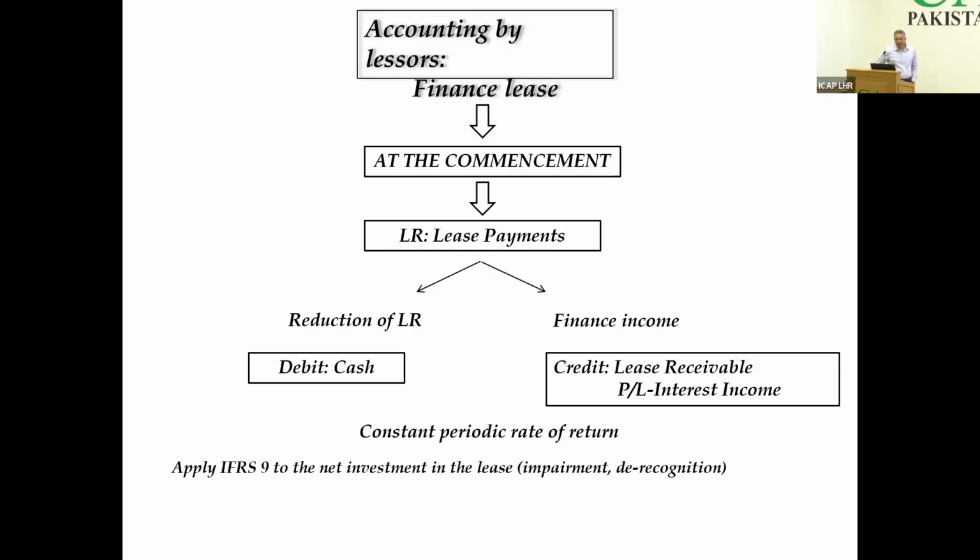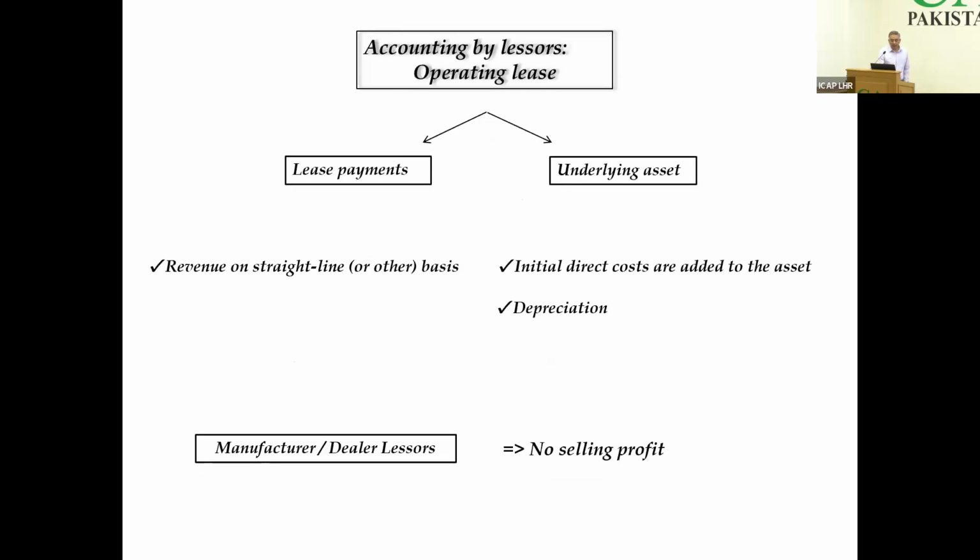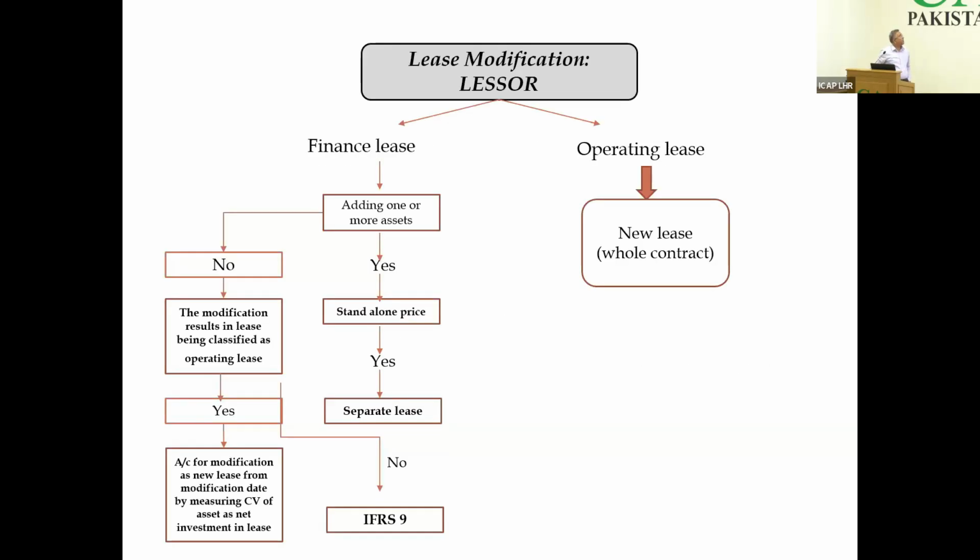Okay, a very important area, and that is basically lease receivable. Subsequent accounting is also affected by impairment and derecognition. So that should be addressed under IFRS 9, not under IFRS 16. And then I already discussed the manufacturer dealer lessor. Here is a change in the new standard, and that is modification. Previously, there was no information given in IAS 17 as far as modification by lessor is concerned. Now, modification by lessor is also discussed in IFRS 16.